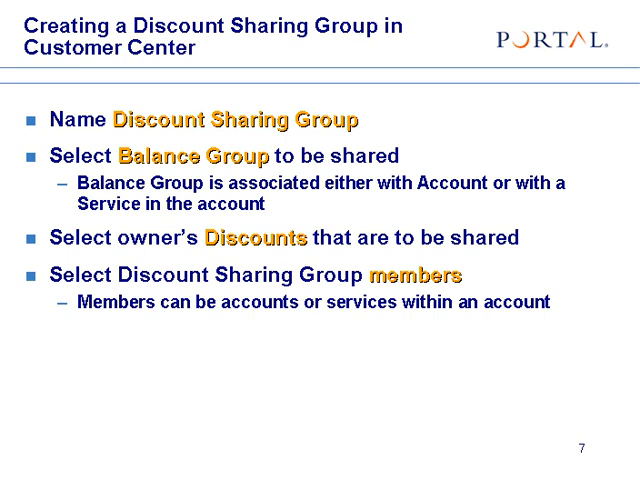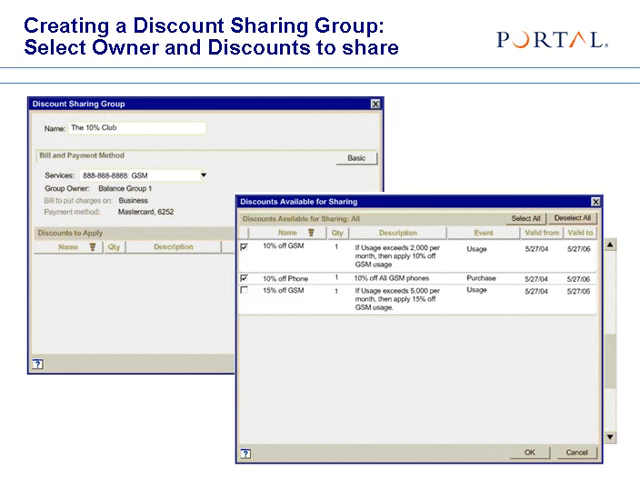When you create a discount sharing group, we're adding that functionality to Customer Center. You will be naming your discount sharing group. You would select the balance group that is going to be used in the sharing. The balance group can either be defined at an account level or at a service level. You will select your owner's discounts that you would like to share, and then you would select any of the discount sharing group members, which can be either a service instance or an account.